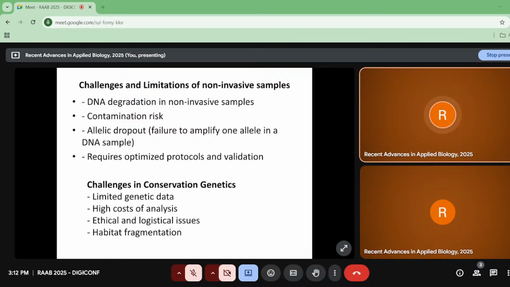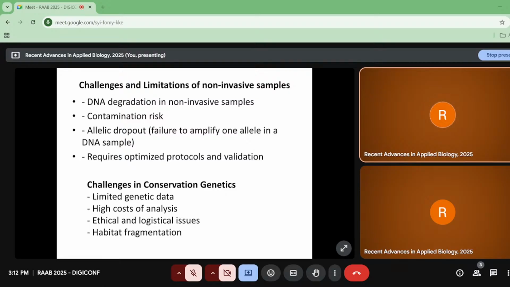So these are the challenges and limitations. DNA degradation in non-invasive samples. Usually, while we extract DNA from non-invasive samples, the DNA is usually degraded. Then there is a risk of contamination. There is a risk of allelic dropout, and non-invasive samples require optimized protocols and validation. You have to do it again and again.